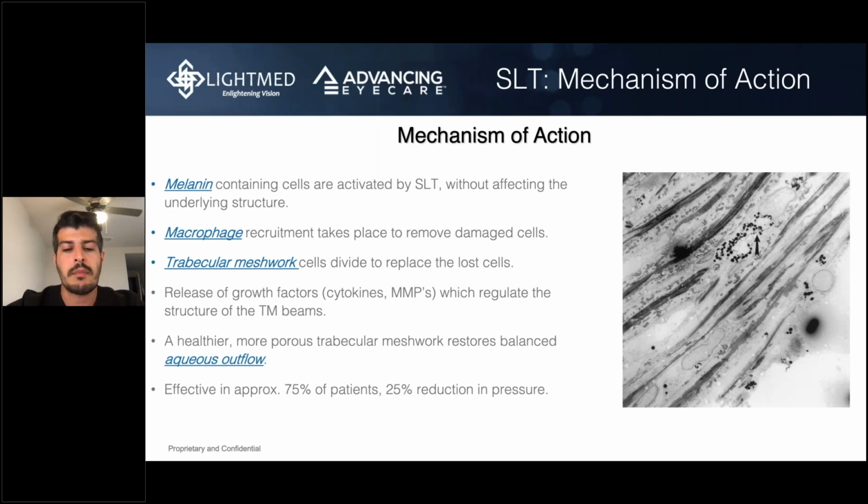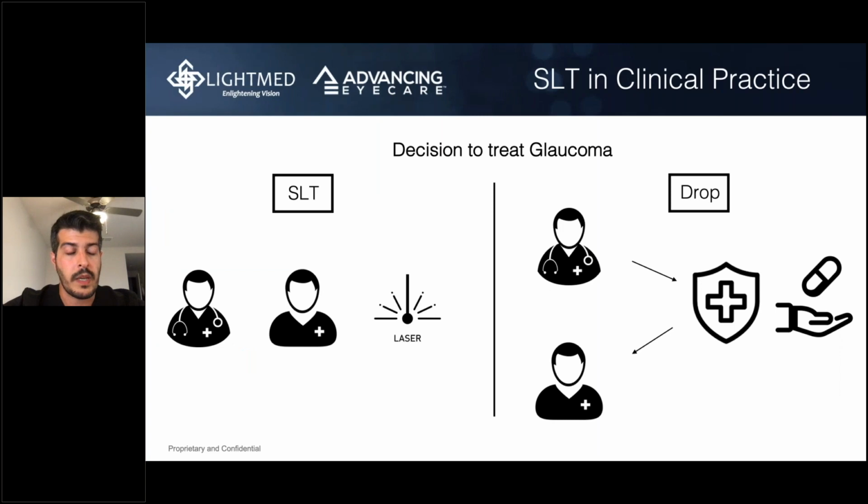But again, I go back to the same decision points. Okay, we did SLT number 1. Your pressure either did not get better at all, it's rare, or it got improved minimally and I need more pressure lowering. It's the same decision making as eye drops versus SLT all over again. With SLT, you have very little to lose. The insurance is going to cover it. It's going to be less costly than eye drops. And the alternative is committing this patient to eye drops for the rest of their lives.